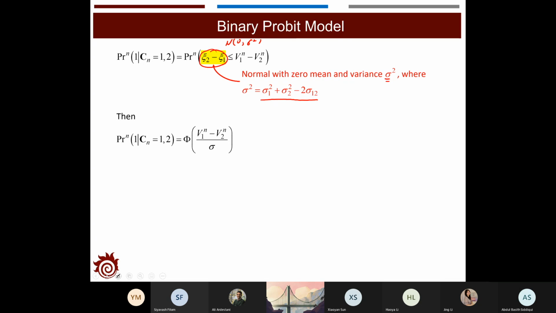By knowing this distribution, we will be able to find out the probability. That is Phi of (v1 minus v2) divided by sigma. Phi is the cumulative normal distribution. If we have already calculated the values of v1 and v2, and we know the value of sigma, we can easily get the probability.